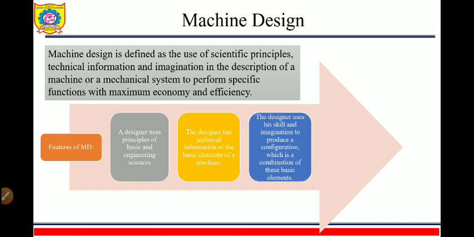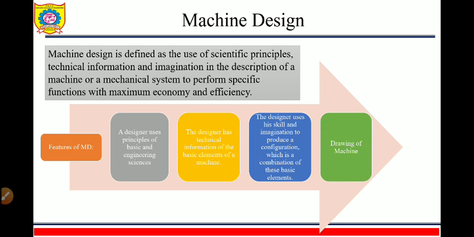Third feature of machine design is the designer uses his skills and imagination to produce a configuration which is a combination of basic elements. What does it mean? Whenever we are having a particular machine, it has some mechanism and designer should be able to imagine it first and then he should be able to design it.